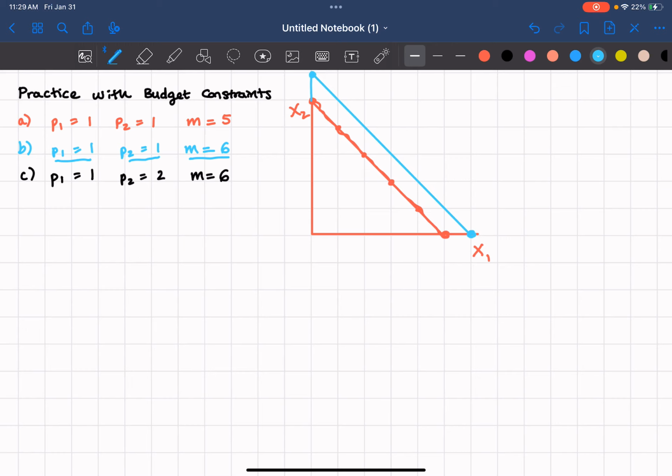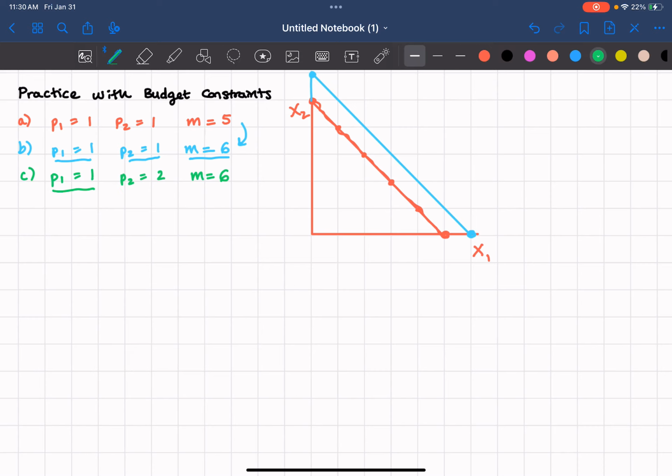You can see it has the same slope as in part A because the prices haven't changed and also the relative prices haven't changed. If the relative prices don't change, the slope of the budget constraint doesn't change. But because I can afford more now than I used to, I have $1 extra, my budget constraint is shifted out. All right, now let's move on to part C.